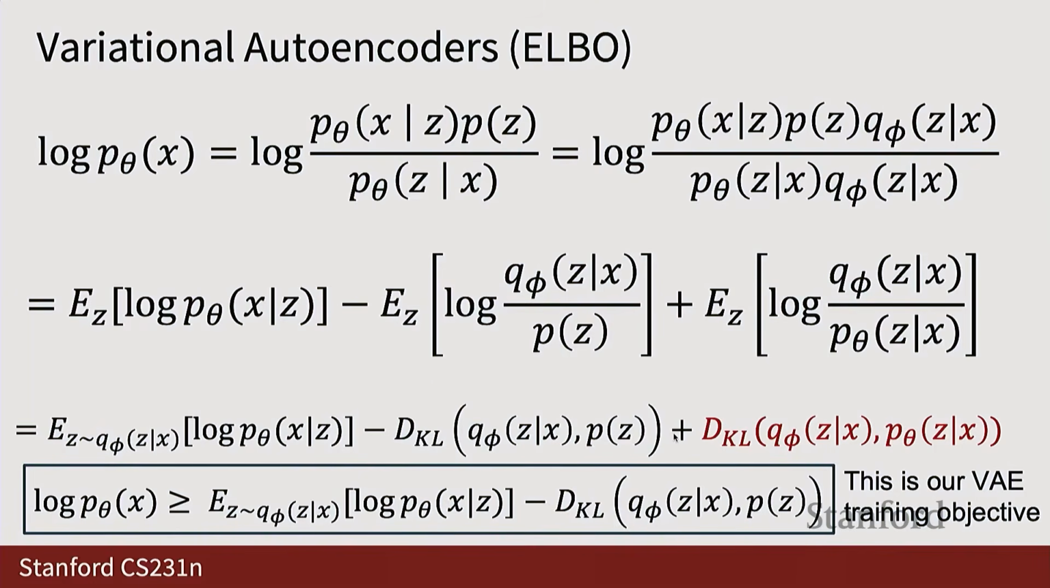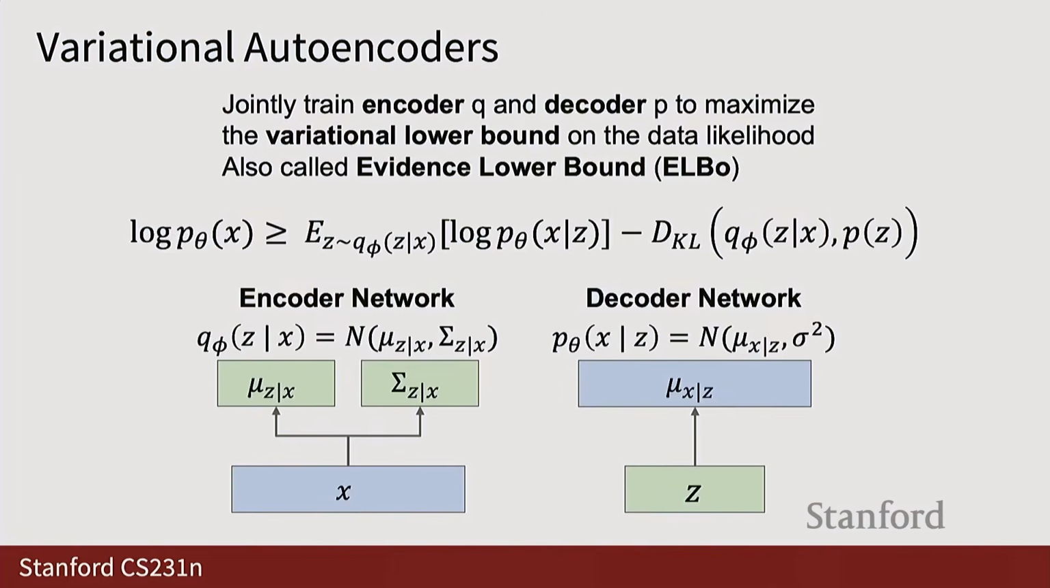So this will be the loss that we use to train our variational autoencoder. The idea is that this is an approximation to the true log likelihood. This is a lower bound to the log likelihood. So if we maximize the lower bound, hopefully that will also maximize the true log likelihood, even though we're not doing it exactly. So that's our training objective for variational autoencoders. That's kind of the summary.